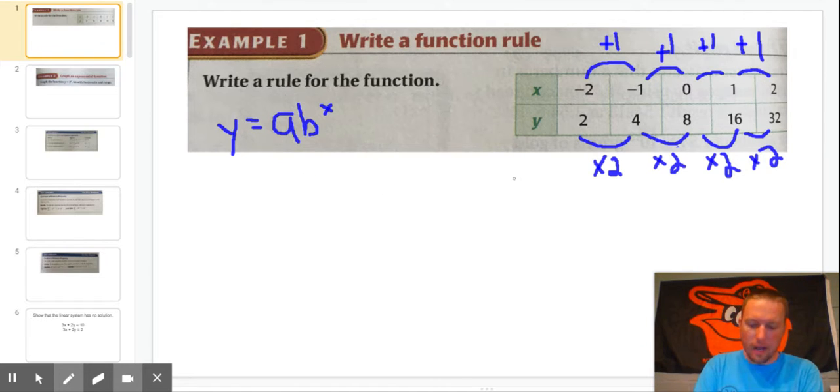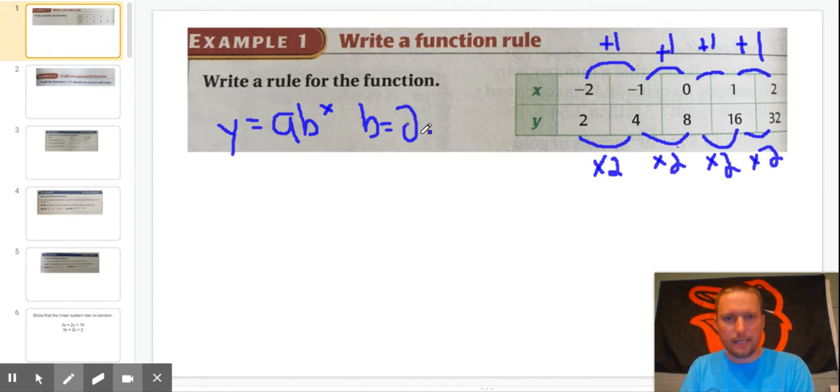Because the y values are multiplied by 2 for every increase of 1 for x, the table represents an exponential function in the form of y equals a times b to the power of x, where b equals 2. And what that means is it's going up exponentially by 2. Very good. Now, that's not the rule yet.